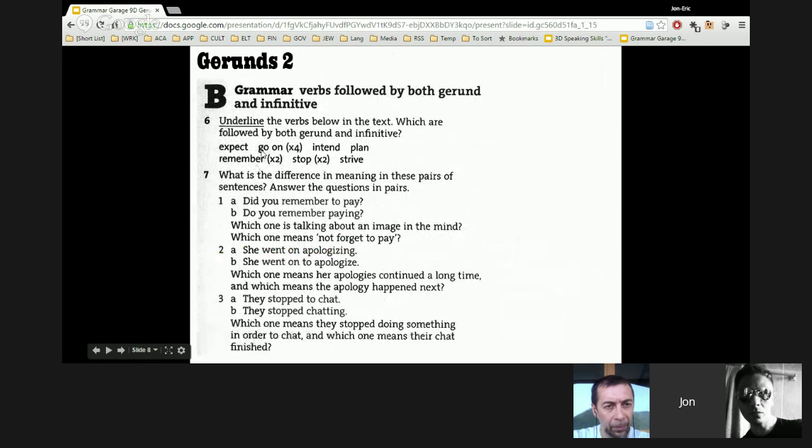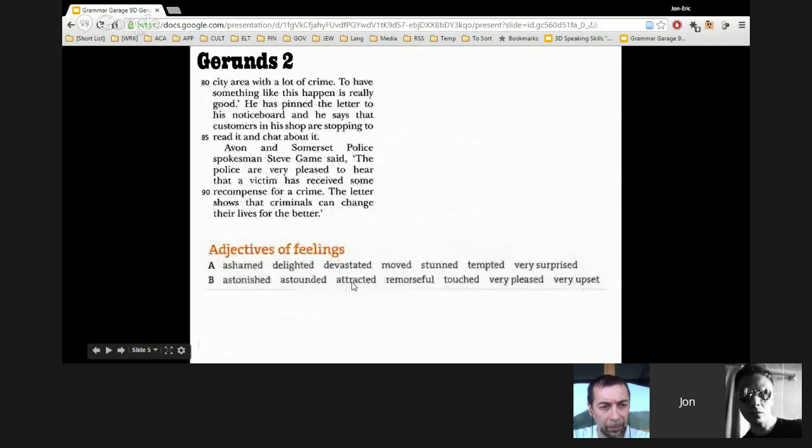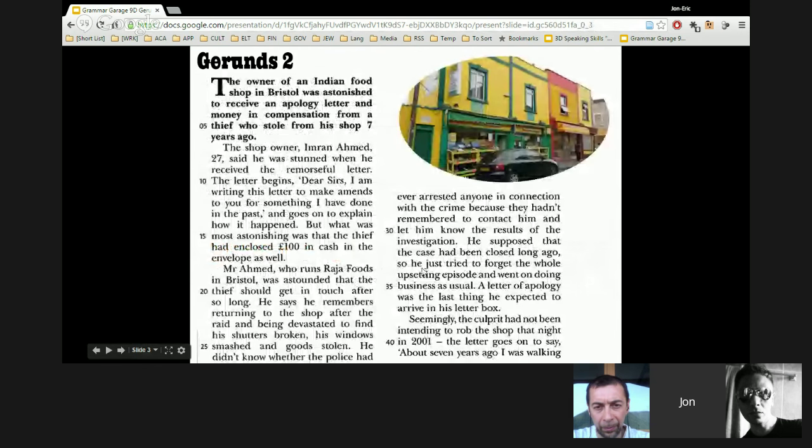What about go on? Did you find that anywhere? Did you find examples of go on? If not, go on. If you found any others, tell me where they are and we'll take a quick look. Yes, there is one go on, but in the past it's went on, line number 30, 31, 32, 33, 34. Yes. He tried to forget the whole upsetting episode and went on doing business as usual. Very good. So that is go on with the gerund.